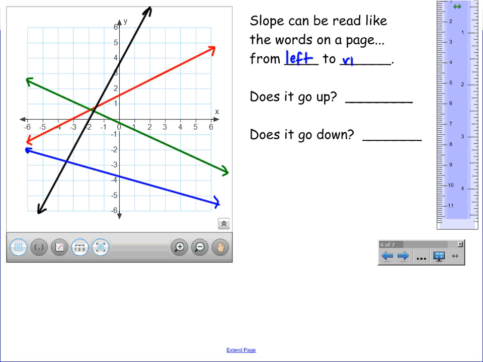So if we're talking about looking at a line and deciding if it's got a positive or negative slope, we can look at it as it travels across the page from left to right and ask ourselves if that particular line is going up. And if it goes up, it's got a positive slope. That makes sense, up is positive. And if it goes down, it's got a negative slope.